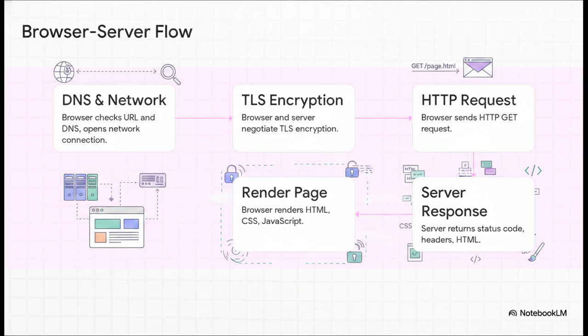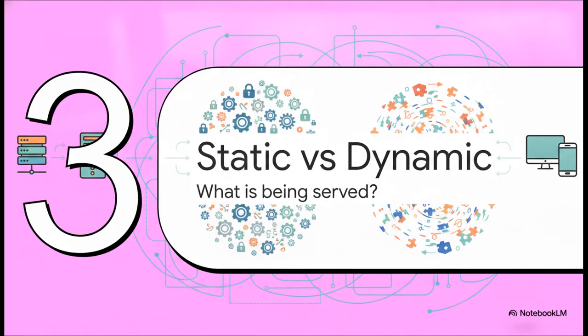Only after all that does the browser send its HTTP GET request. The server processes it, returns the status code and HTML, and finally, your browser renders the page, applying all the CSS and JavaScript. All of these steps fire off in a fraction of a single second. It's pretty amazing. Section 3, static versus dynamic content.